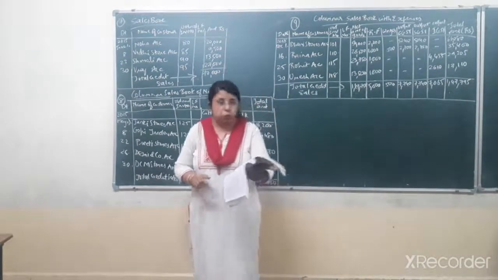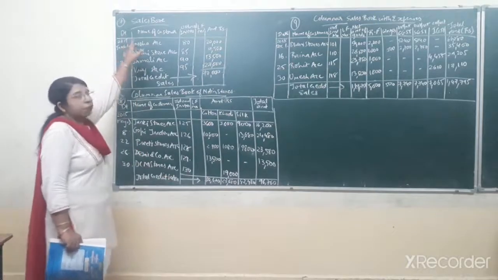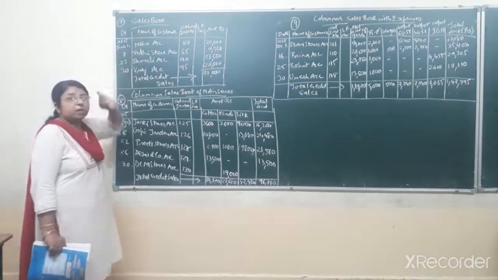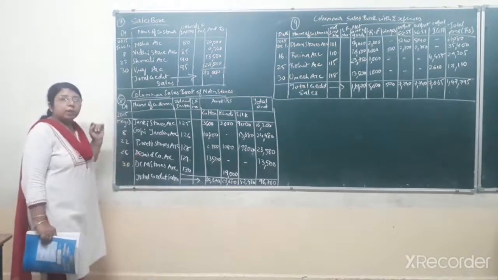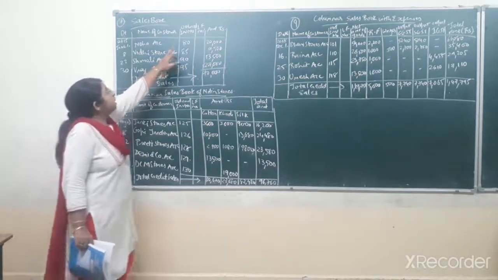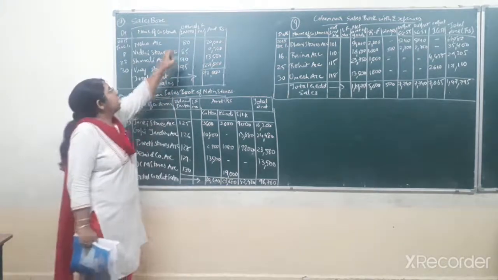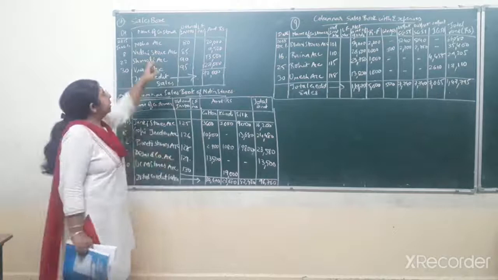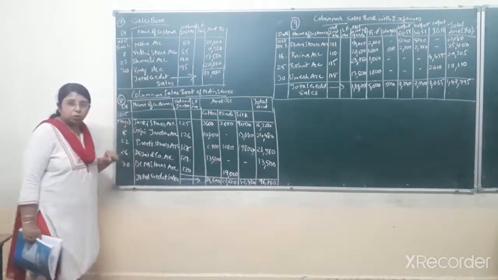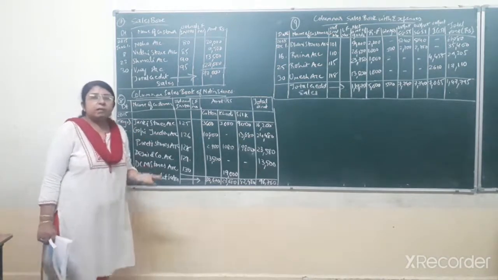First of all let us verify the format of simple sales book. As you can see on the board, the heading that I have given is sales book. The format is almost the same as that of simple purchase book. The difference is that in purchase book it was inward invoice number, while in sales book it will be outward invoice number. In purchase book it was name of supplier, but in sales book it is name of customer to whom we are selling the goods.